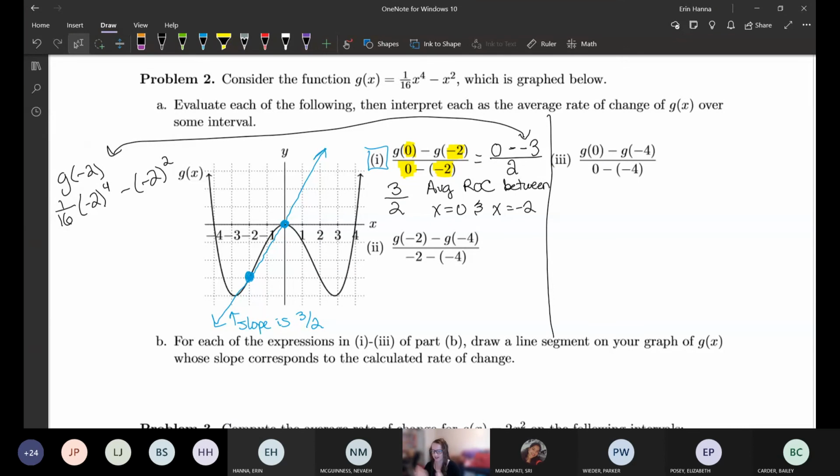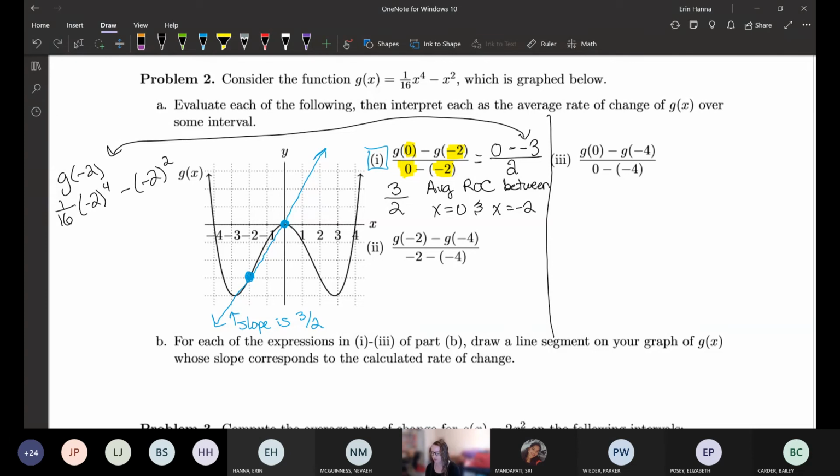Here we were finding the average rate of change using the function 1/16 x to the 4th minus x squared. We walked through the first one last time. Essentially we plugged in 0, we plugged in -2. I didn't have a lot of space to write that fully out, but off to the side is a reminder of how that would look if you plugged it into that function.